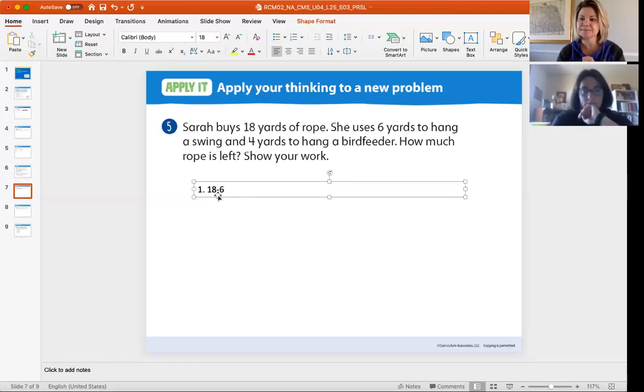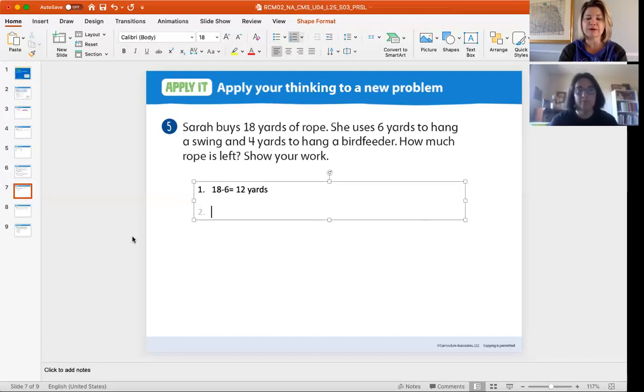Do you guys agree? Agreed. Okay, so what does that equal, Mrs. Walker? That equals 12. Okay, so right now she has 12 yards, right? Mm-hmm. Okay, now we get to do step 2 because we found our answer. Do we almost always include the answer from step 2? We do. So let's think about this. We know now that she has 12 yards because she used the first 6 on the swing. So we're going to start this one with our answer. 12 yards.